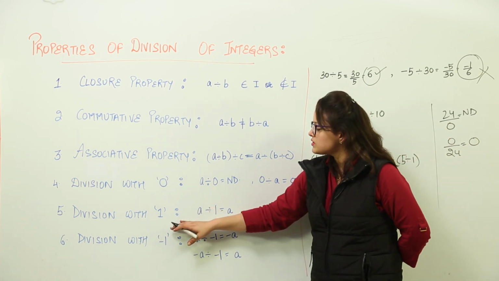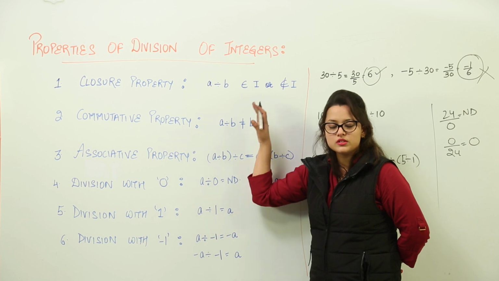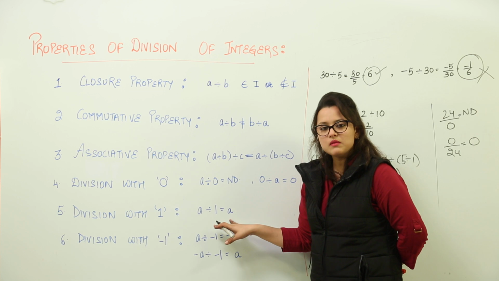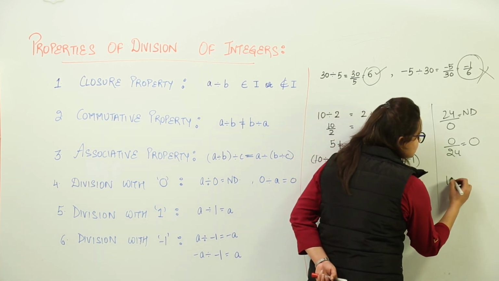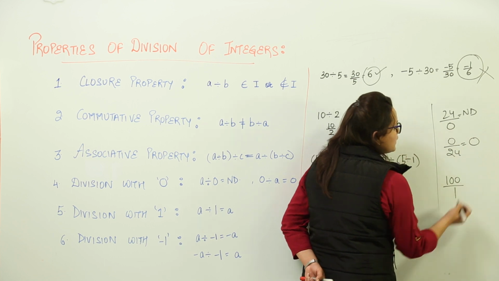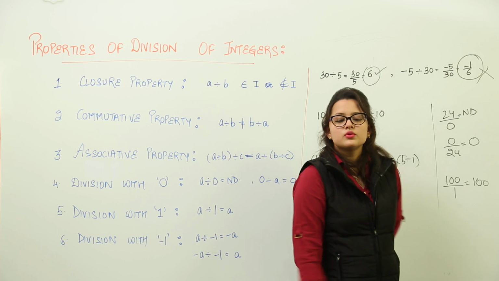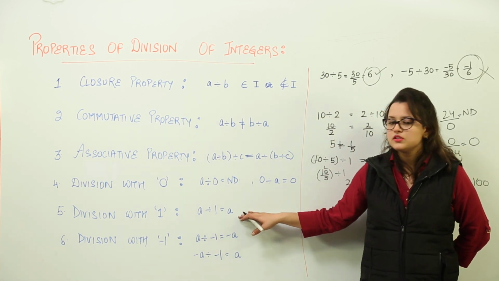Next we have the division with 1. Any integer divided with 1 will give you the same integer because we are dividing that value in one part only. So that will give us the same answer, right? So any number divided with 1 will give us that integer only.